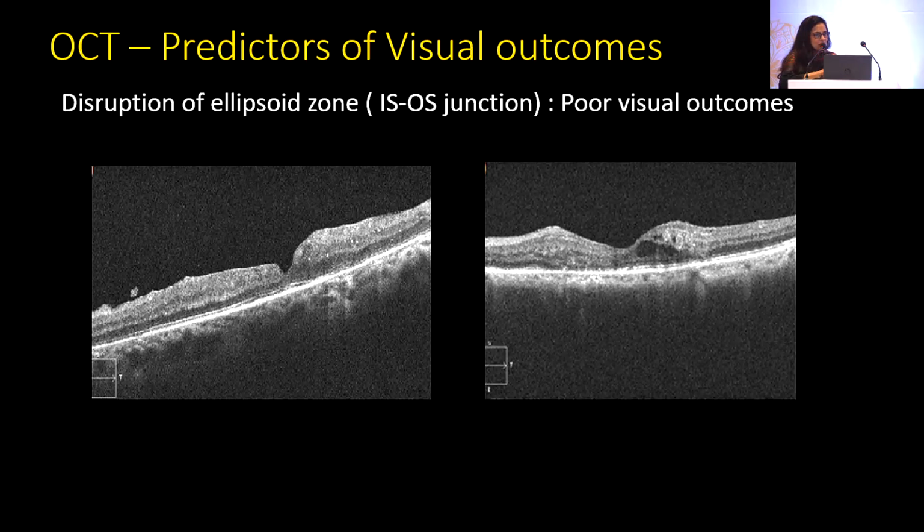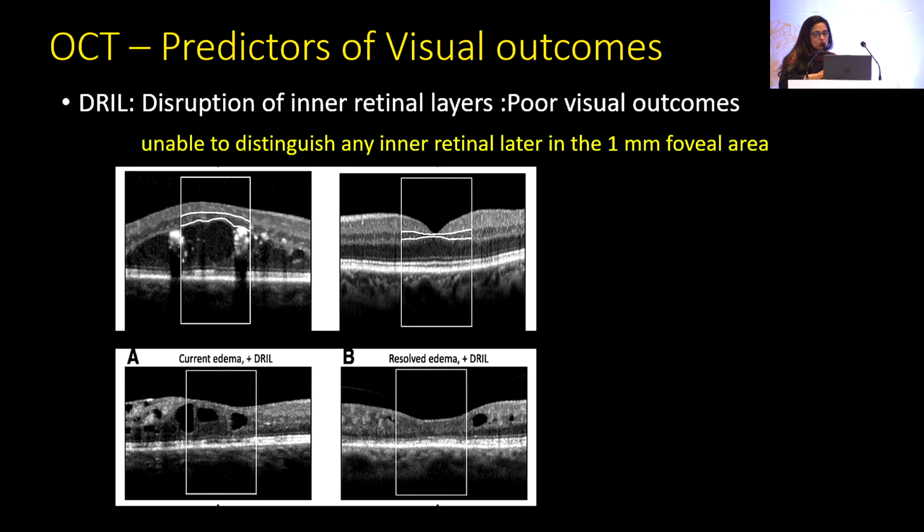Also on OCT, like I mentioned before, whenever there's any disruption of the ellipsoid zone, these are the patients who would have a poor visual outcome. Also DRIL. So DRIL is a disruption of the inner retinal layers. So here you see all the retinal layers. You cannot make out those different lines in between the retinal layers here in the central part. So that is called DRIL. And again, DRIL is a negative prognostic factor.